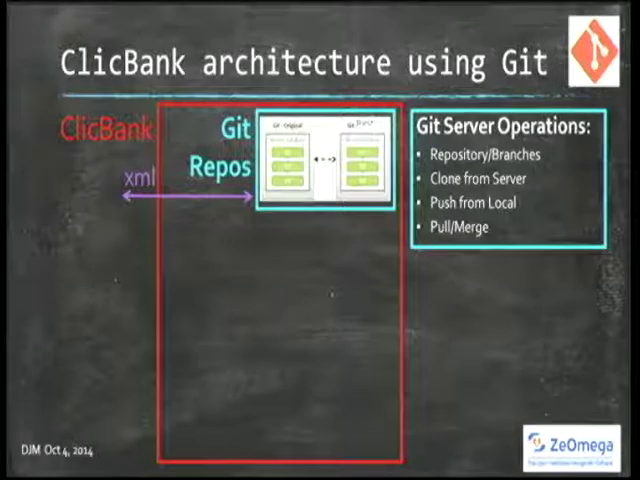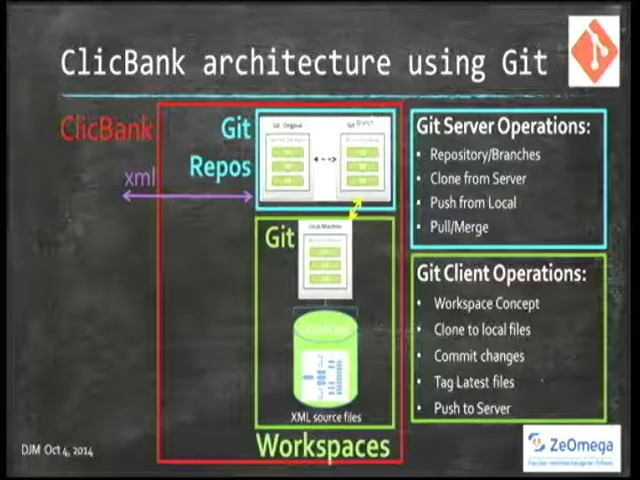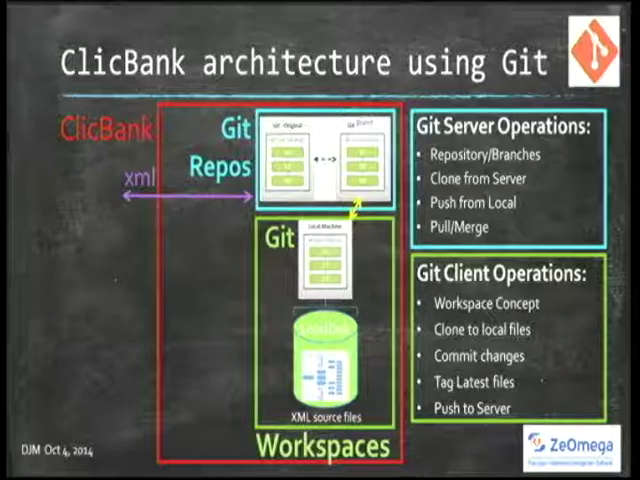Then the next thing we do is say, here's the workspace, which is the Git client part of it. It has the workspace concept, the clone to local files, committing the changes, tagging the latest files, and pushing back to the server. So this is where all the action happens, where the Git repos are up in the safe in the sky.